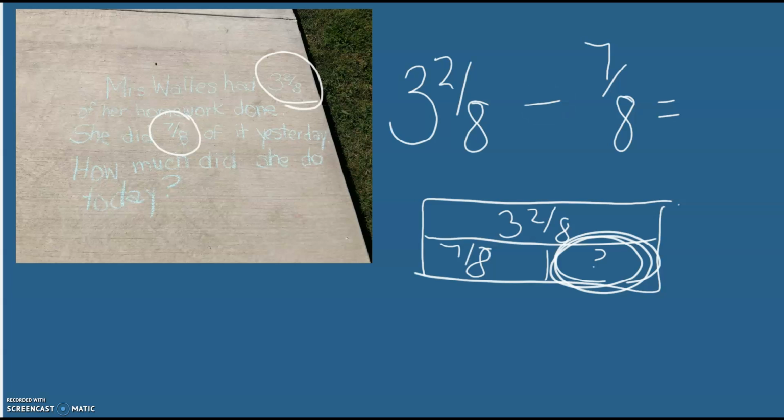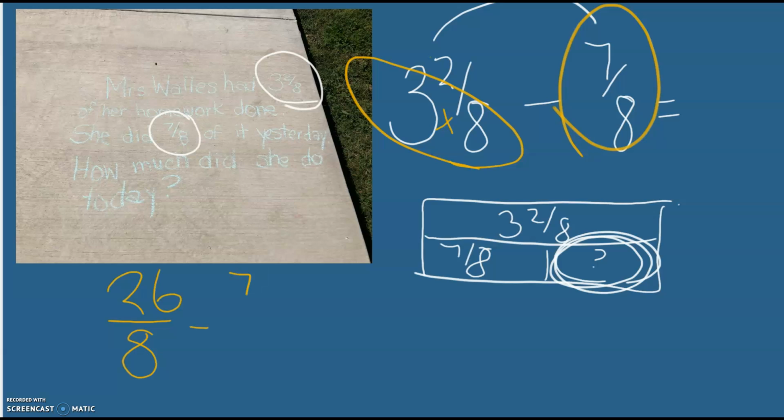So now you can see that it's going to get difficult when I have to subtract right here. I can't really do it this way. So I'm going to have to convert my mixed number into a fraction, an improper fraction. So we're going to take the 3 and multiply it by 8. 3 times 8 is 24. And then we're going to add these two, 25, 26. So 3 2/8 converts into 26/8. And then I'm going to subtract this part, the 7/8.